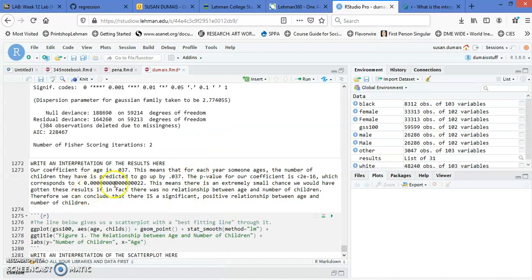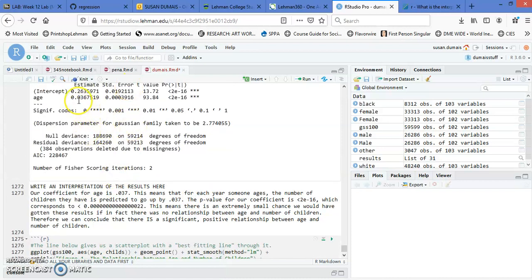Our coefficient for age, which we got under the estimate column over here, is 0.037. Any estimate is telling you how much your dependent variable is changing based on a 1-unit change in your independent variable. Since age is measured in years, for each change in years of age, the number of children someone has is predicted to go up by 0.037.